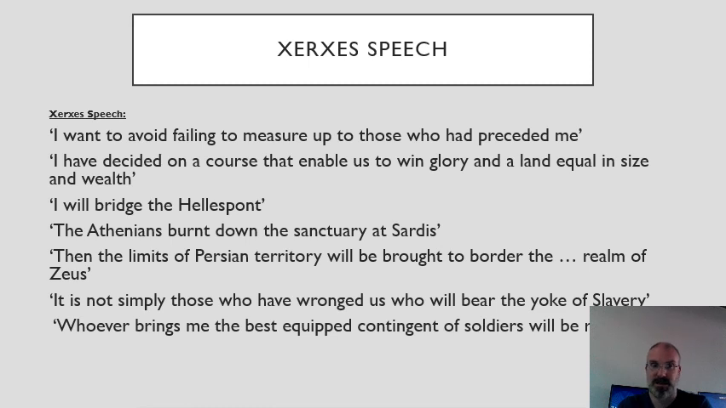see why he does it a little bit later on, where he says, then the limits of Persian territory will be brought to the border of the realm of Zeus. So he is talking about taking over the whole world, and then comparing himself to Zeus. So Xerxes will have the whole world, and that will be comparable in size to the kingdom of Zeus. And it just doesn't get more outrageously hubristic than that. You just can't imagine anything more outrageous.